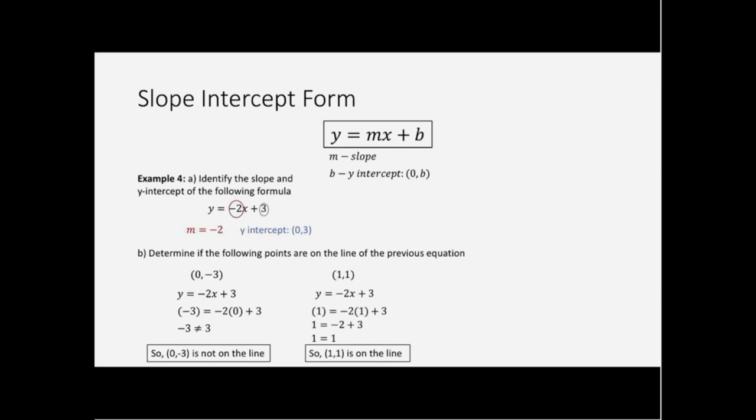One more time, (negative 2, 7). I plug in 7 for y. I plug in negative 2 for my x. Negative 2 times negative 2 is 4, and 4 plus 3 is 7, so (negative 2, 7) is on the line.